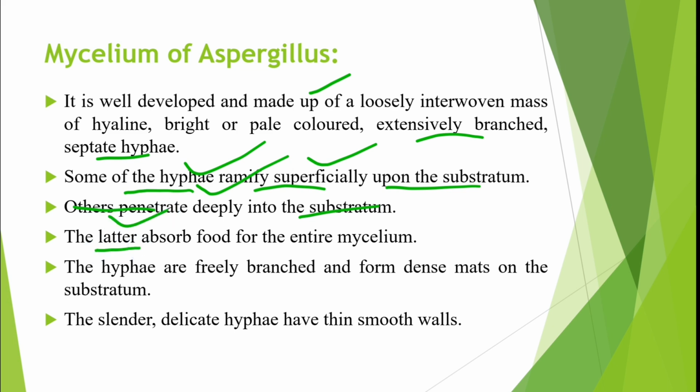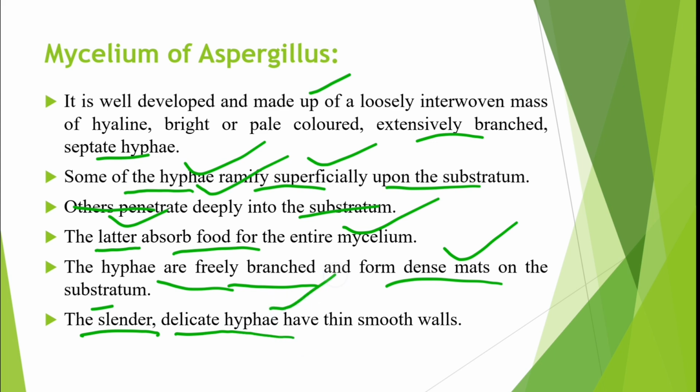The latter, that means the hyphae that grow inside the substratum body, absorb food for the entire mycelium, and the hyphae that are freely branched and form a dense mat on the substratum help in reproduction. The slender delicate hyphae have thin smooth cell walls.